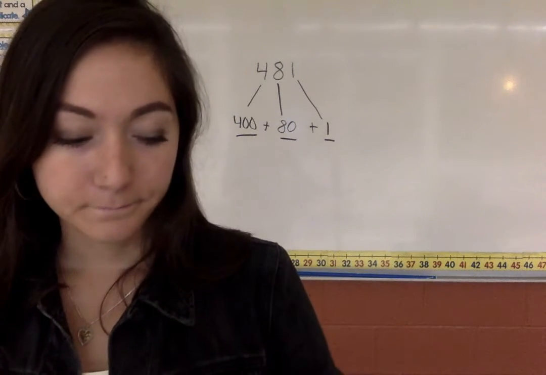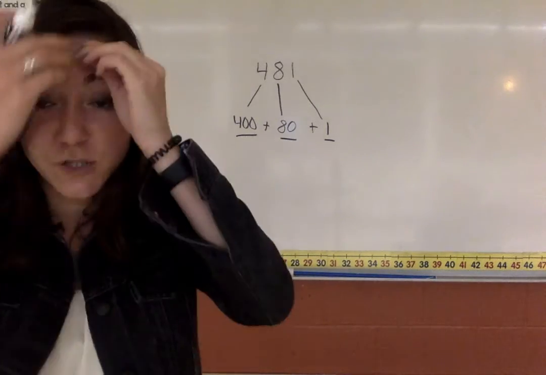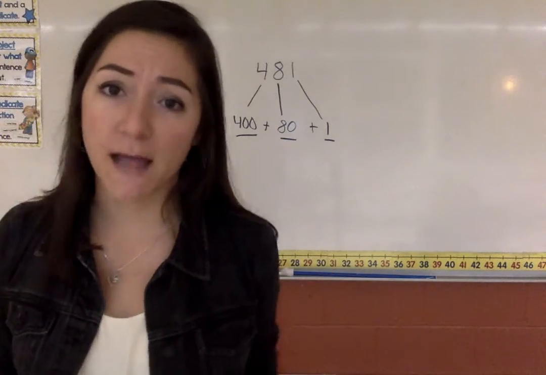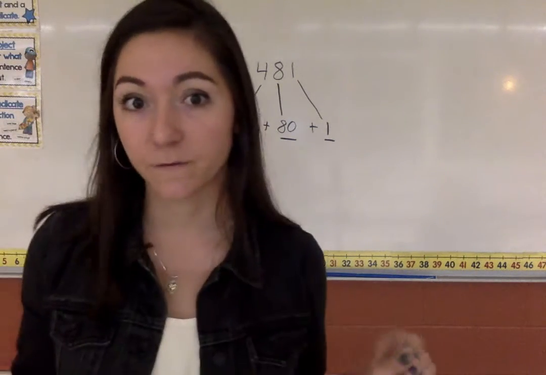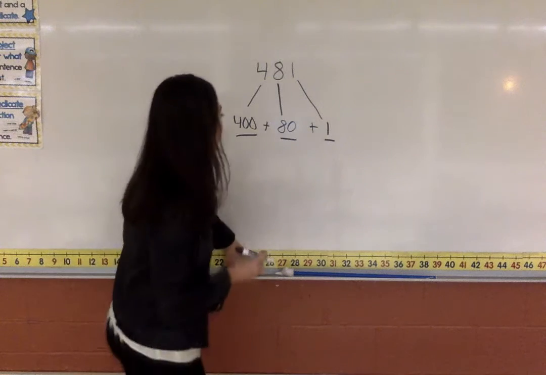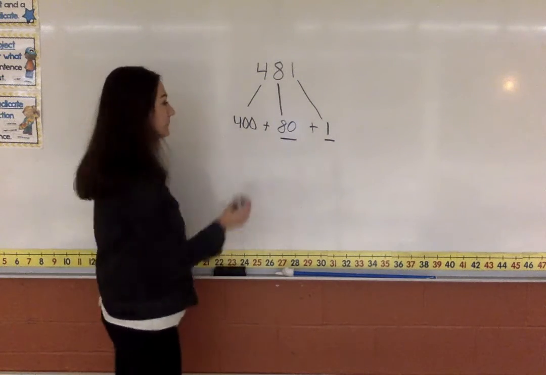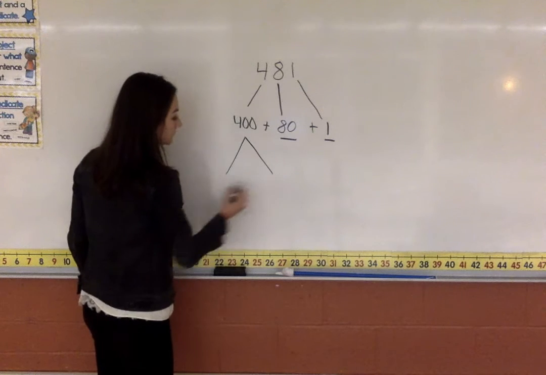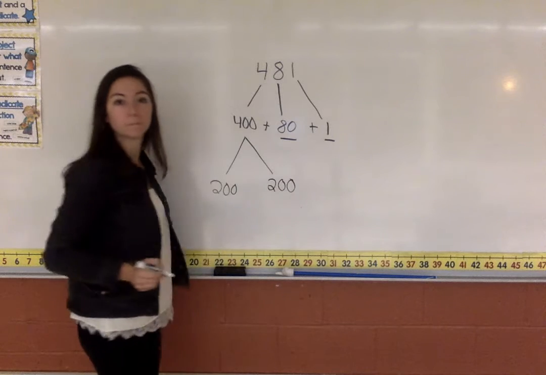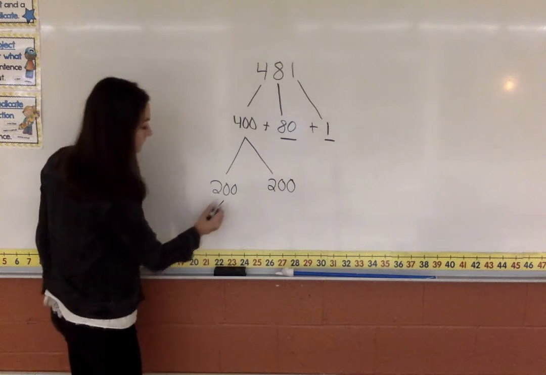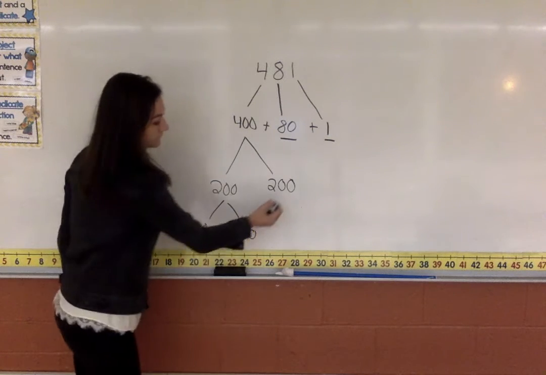Now, if you feel like 400 is too big of a jump for you to take, or too big of a number for you to add or subtract to another, you can also decompose or break apart that number further, okay, to help you add and subtract. So you could break apart this 400 further into 2 200s, okay, or 100 and 100.